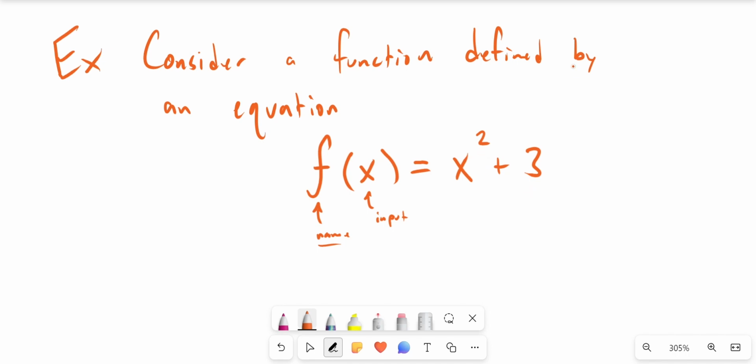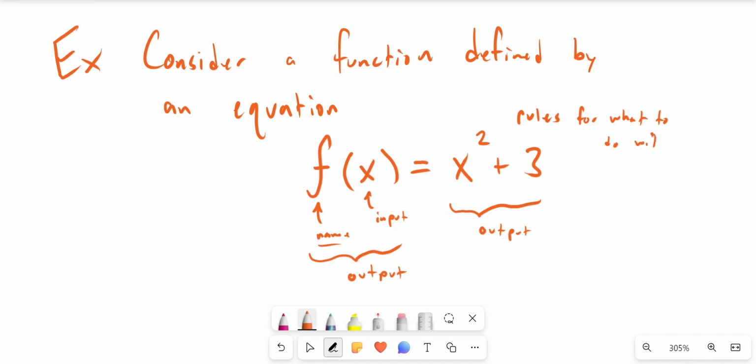You put in x, and your output, which you could consider both of these to be the output, really, either the whole thing f of x, or this stuff that's on the other side. These are the rules that tell you what to do to the input. And they're equal to each other. So yes, of course, they can both be considered the output of what you would get plugging in some x.